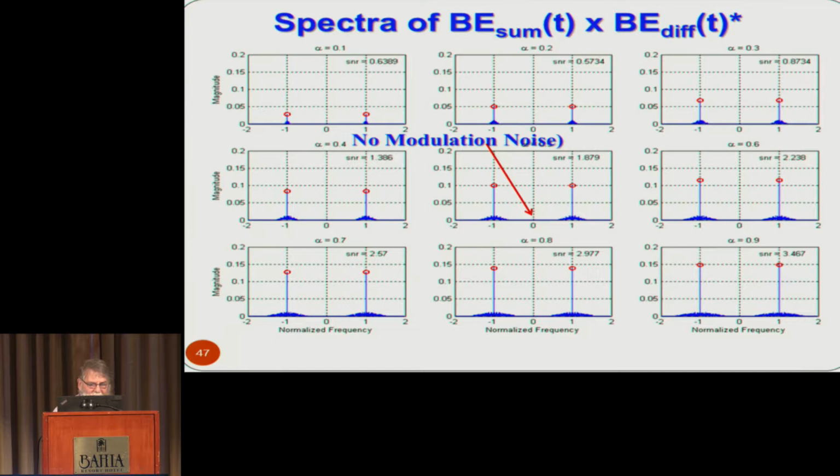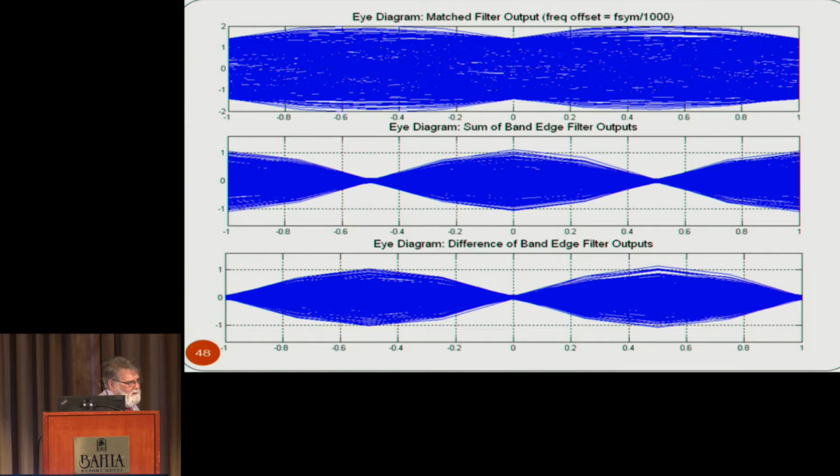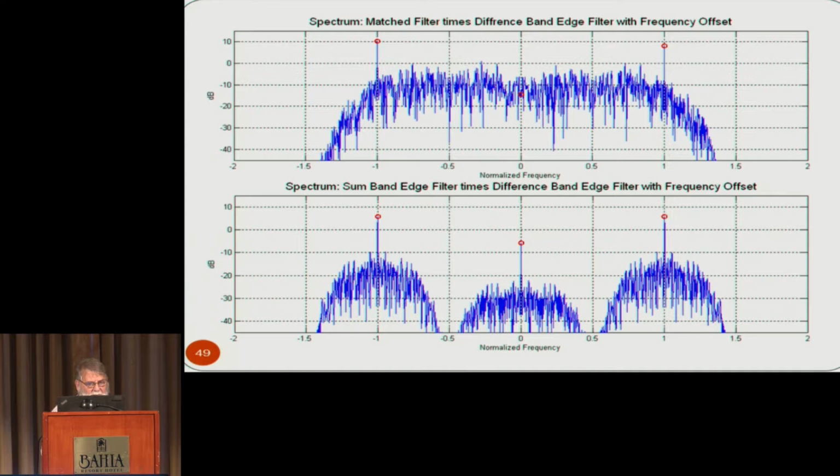Now, what's interesting, suppose there's a frequency offset. If there's a frequency offset, your eye diagram is spinning. That's what the top curve shows. And as the eye diagram spins, it starts reducing the amplitude of the cyclostationary component. The two band edge filters, if you spin them, there's no difference at all in those statistics. The two band edge filters are independent of any frequency offset. So these are the two band edge filters, products.